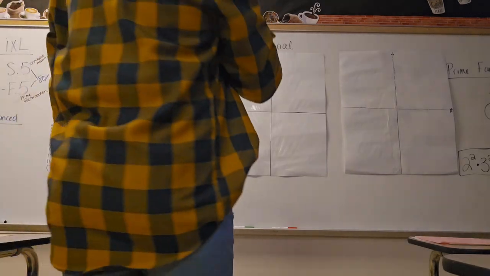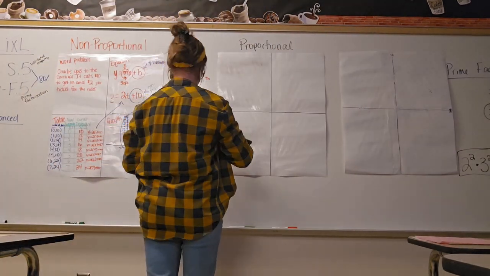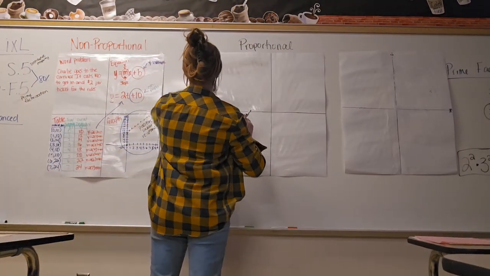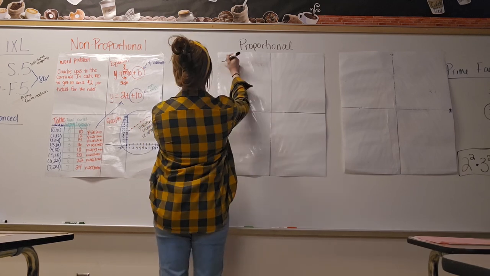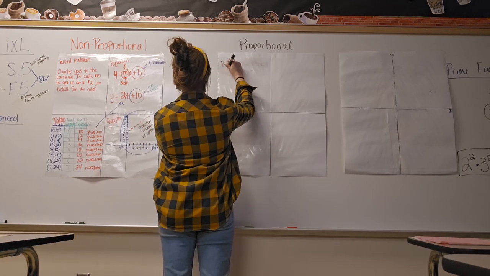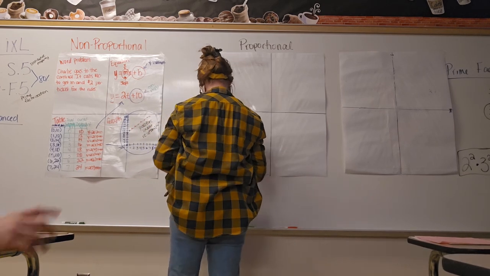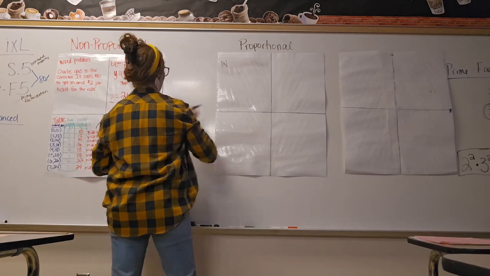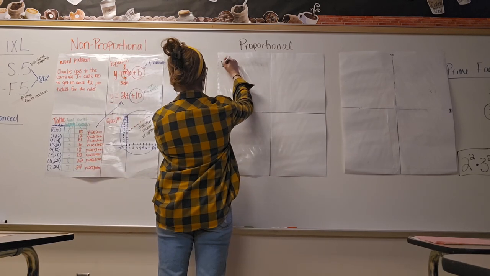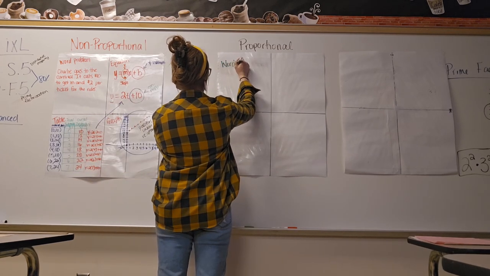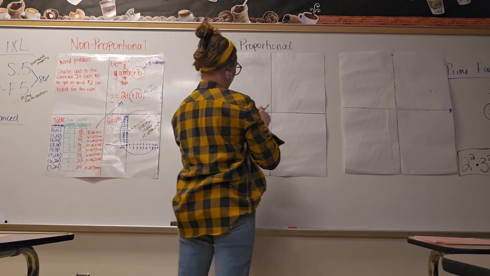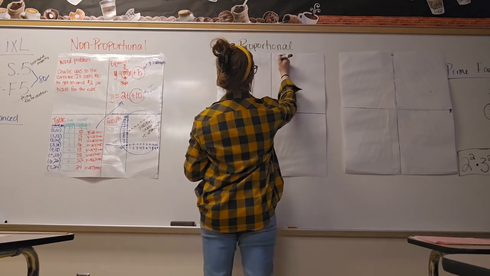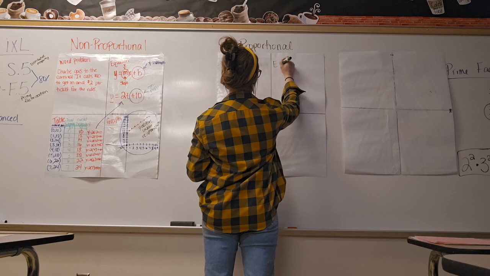Okay, so there are 4 different ways to do the multiple representation. We have representing it by word problems. We can represent it by words. We can represent it, what's our next way of representing it? Through an equation.